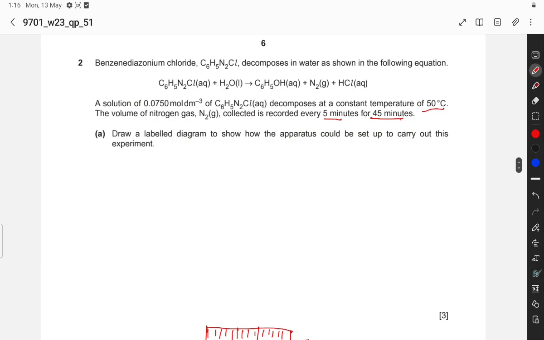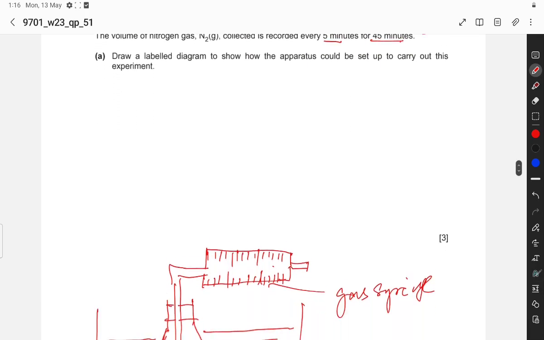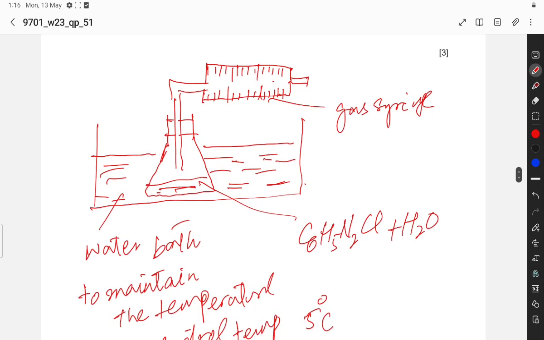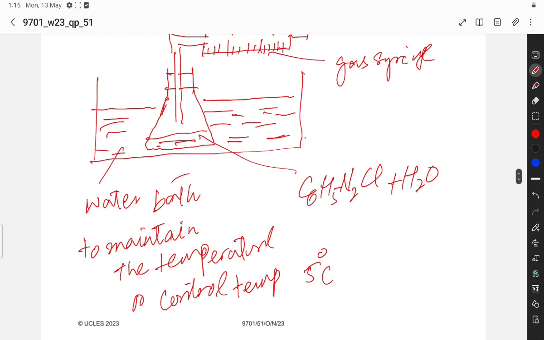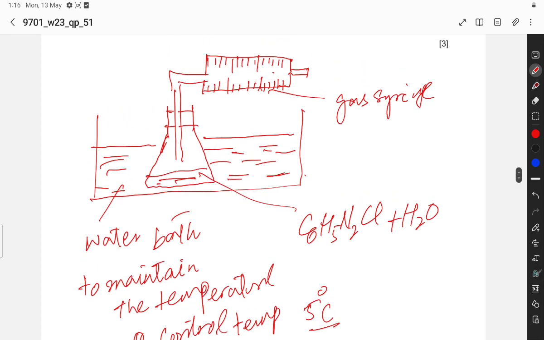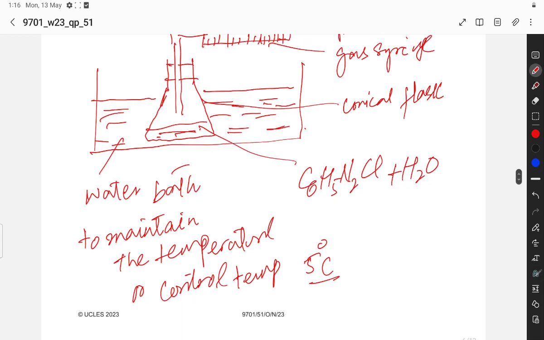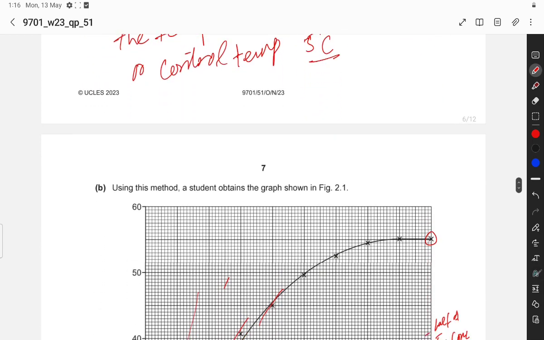Draw a labelled diagram to show how the apparatus could be set up to carry out this experiment. This is the apparatus for this experiment. A water bath is used to maintain or control the temperature at 50 degrees centigrade. So, a conical flask with delivery tube and gas syringe. This is a conical flask. Label the whole apparatus. And this is the graduated gas syringe. And this is the water bath to maintain or control the temperature at 50 degrees centigrade.